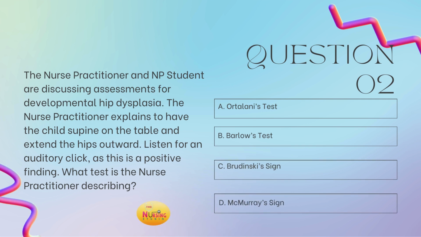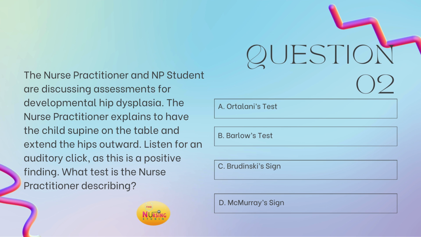All right, you guys, question number two. The nurse practitioner and NP student are discussing assessments for developmental hip dysplasia. The nurse practitioner explains to have the child supine on the table and extend the hips outward. Listen for an auditory click, as this is a positive finding. What test is the nurse practitioner describing?